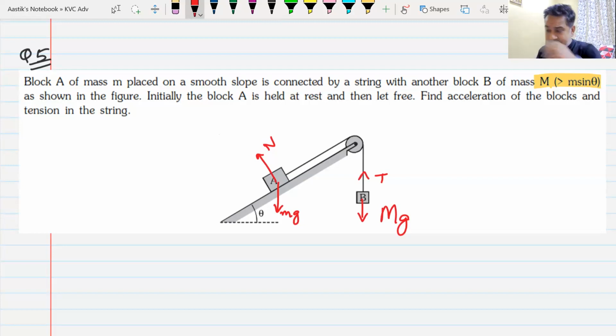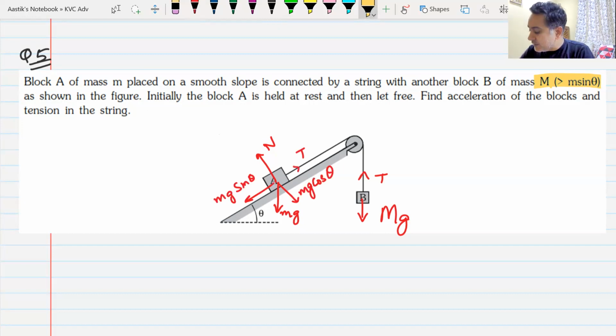But you will have to break this m into two components. So this component will become small mg sin theta, and this component will become small mg cos theta. You remember this, my dear friends? Yes, sir. This is T and this is T.